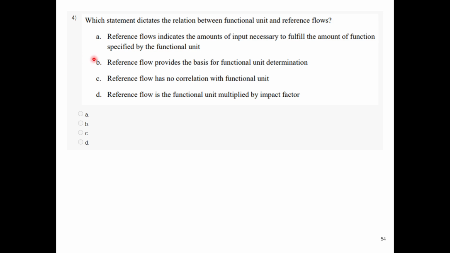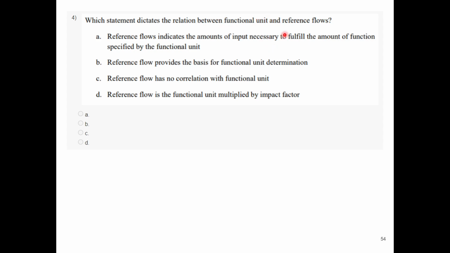Fourth question, which statement dictates the relation between functional unit and reference flows? A, reference flows indicates the amounts of input necessary to fulfill the amount of functions specified by the functional unit. B, reference flow provides the basis for functional unit determination. C, reference flow has no correlation with functional unit. D, reference flow is the functional unit multiplied by impact factor. Out of A, B, C, and D, which is the correct option?